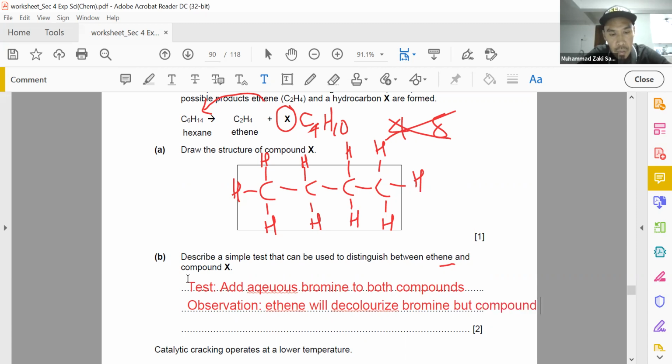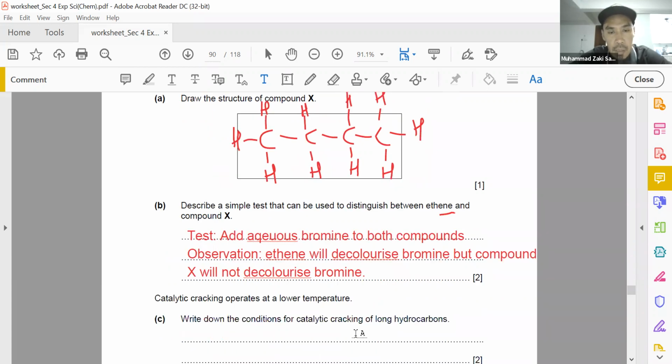But compound X will not decolorize. So yes, S not Z, always got confused. Bromine. This is a very simple test actually. So when a question comes out that requires you to distinguish between an alkane and an alkene, always think of this substance called aqueous bromine. Please remember that.